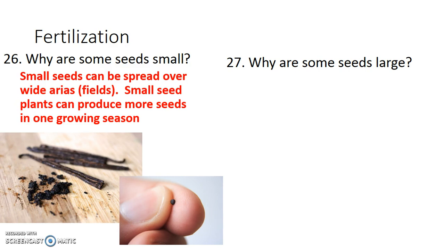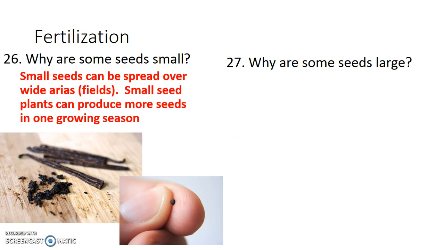Anytime you see a small seed, you know that it's a plant that needs to either spread its seed over a wide area, maybe it lives in a field, or it needs to produce a lot of seeds in one growing season. The smallest seed of any flowering plant is actually vanilla beans. The little black specks that you see in vanilla ice cream, those are actually the seeds of vanilla beans. This is a mustard seed. Again, a plant that needs to spread its seeds over a wide distance.